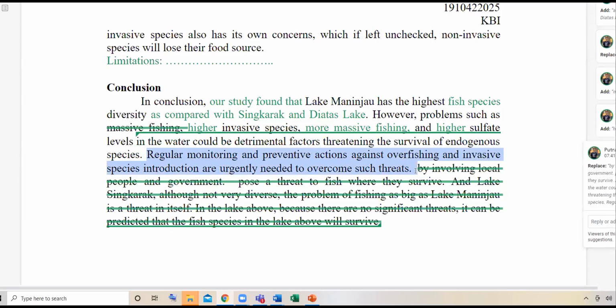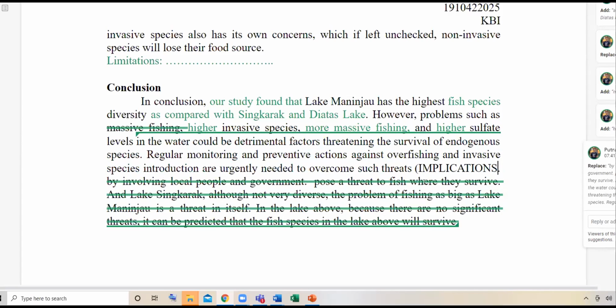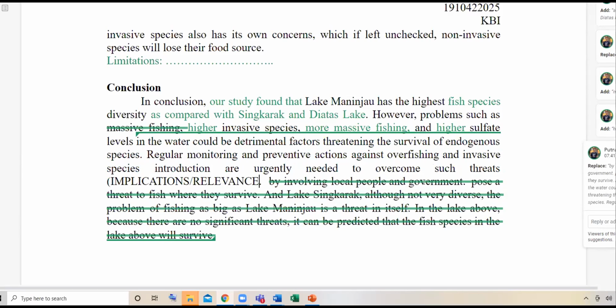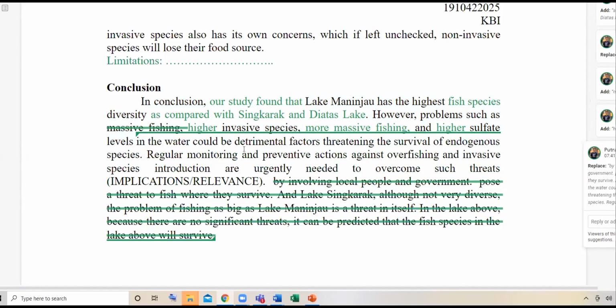And so what is it? Regular monitoring and preventive action against overfishing and invasive species introductions are urgently needed to overcome such threats. So this is the relevance, the implication or relevance. You found this finding, but then how could this finding be meaningful for others? Therefore you have to state it in the conclusion like this.